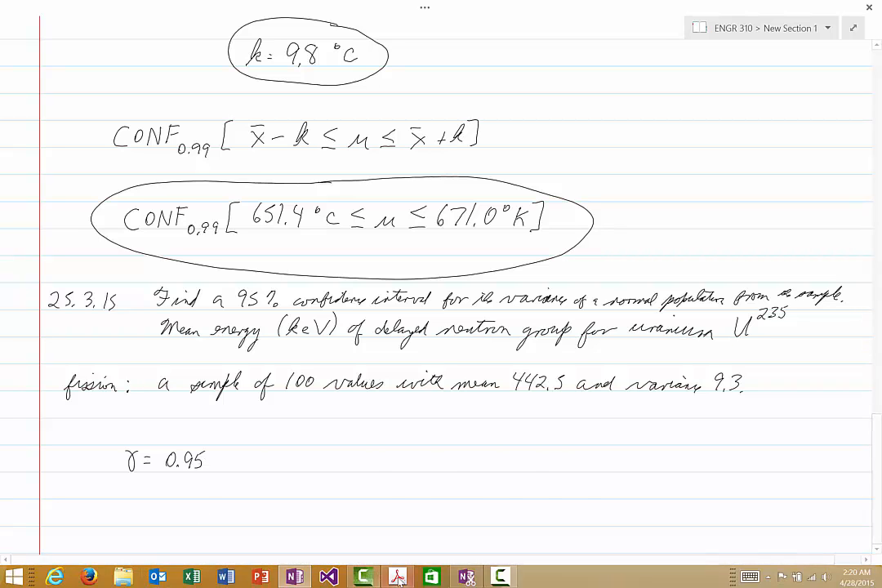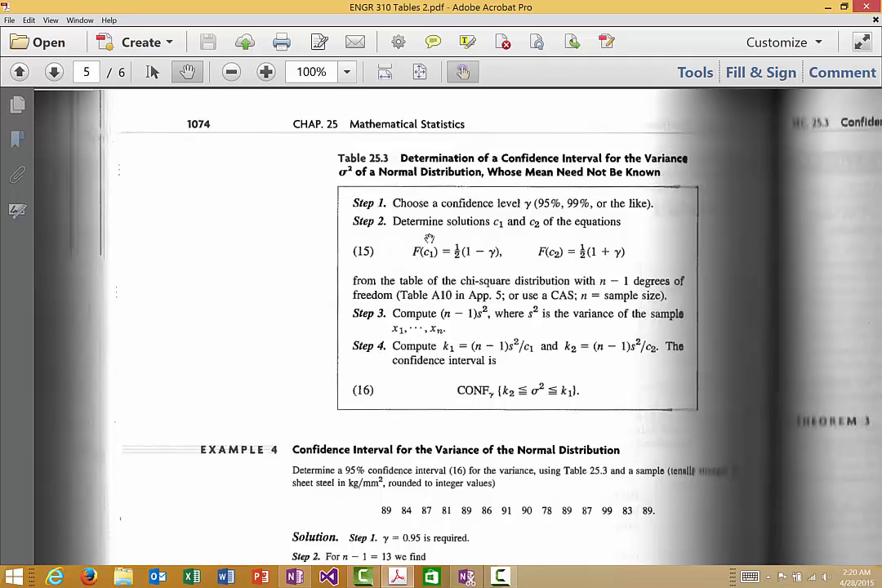Now returning to the table, this is similar to what we did in table 25.2. Determine solutions C1 and C2 of these equations. Here f of C1 is 1/2 of 1 minus gamma, f of C2 is 1/2 of 1 plus gamma, and we're going to use a different table this time. We'll use table A10 and the chi-square distribution. And once again, the number of degrees of freedom is n minus 1, where n is the number of samples.